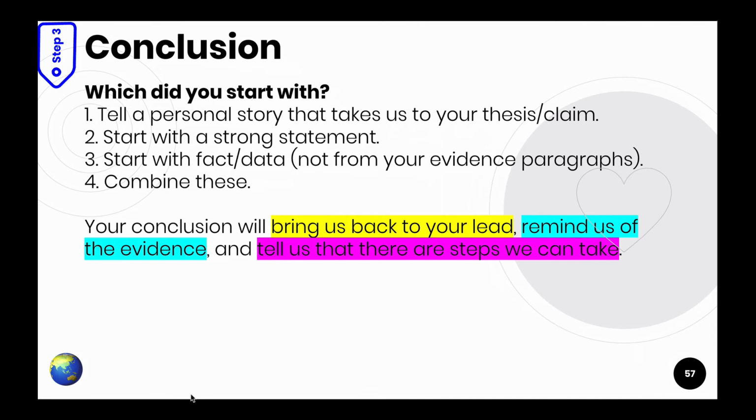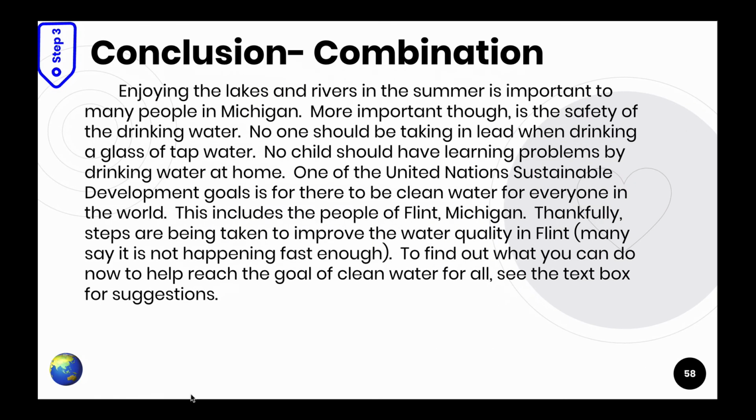So let me show you what I did. Here's my conclusion. Enjoying the lakes and rivers in the summer is important to many people in Michigan. More important, though, is the safety of the drinking water. No one should be taking in lead when drinking a glass of tap water. No child should have learning problems by drinking water at home. One of the United Nations Sustainable Development Goals is for there to be clean water for everyone in the world. This includes the people of Flint, Michigan.